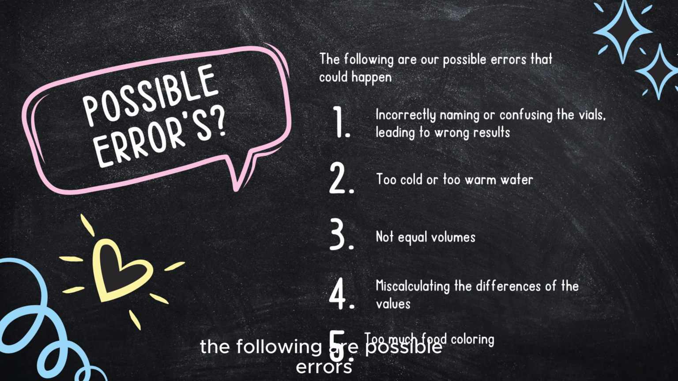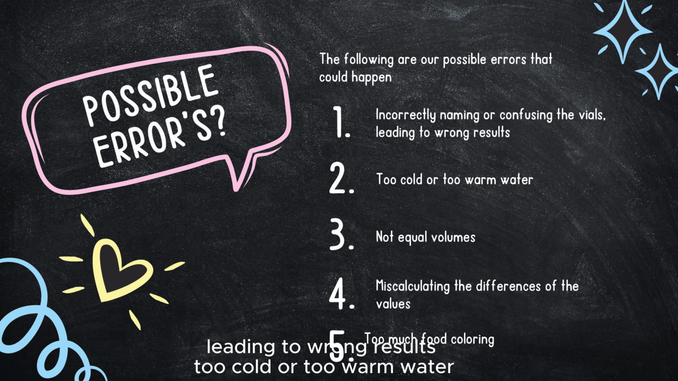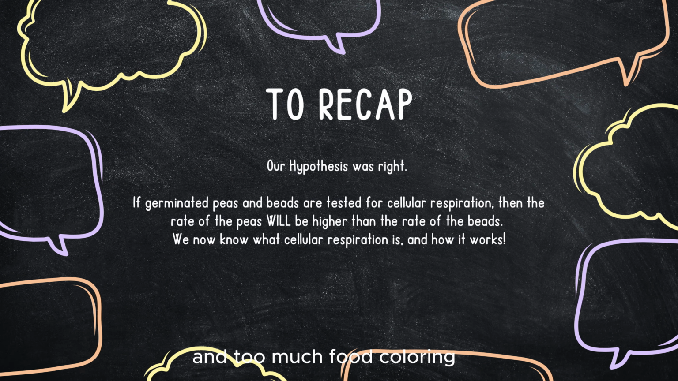We have 5 possible errors. The following are possible errors: incorrectly naming or confusing the vials, leading to wrong results; too cold or too warm water; not equal volumes; miscalculating the differences of values; and too much food coloring.